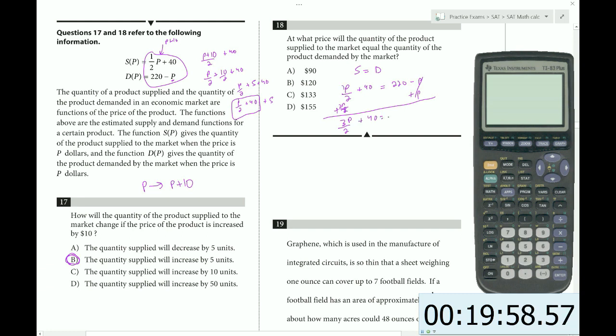Plus 40 equals 220. Then I subtract 40 from both sides, so I get 3P over 2 equals 180, right? Next, I can move the 2 diagonally upwards, right? We can always move factors diagonally. I can move the 3 diagonally downwards here, and I'm left with P is equal to this. So now I can do the division first. 180 over 3 is 60. 60 times 2 is 120. So I get 120 as my final answer, choice B.